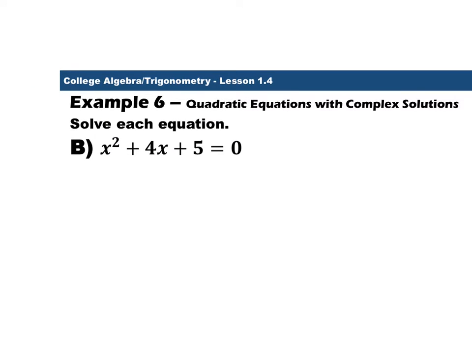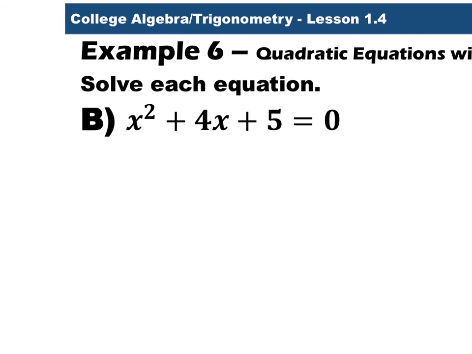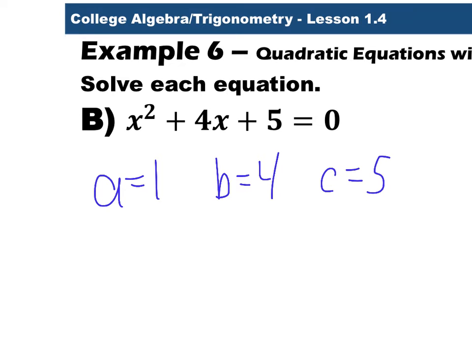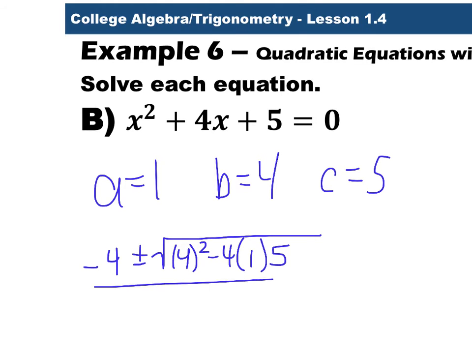We've already done this. Is everything on the correct side? Yes. Okay. What's my a? What's my b? What's my c? 1, 4, 5. Okay. For the most part, guys, I was very impressed at your quizzes. You guys did pretty well on this part. So it's negative 4 plus or minus the square root of 4 squared minus 4 times a times c, all over 2 times 1.